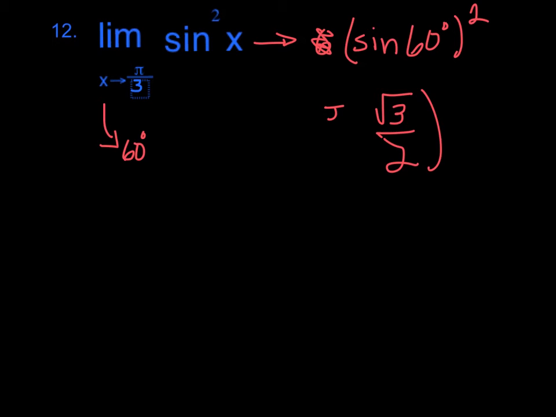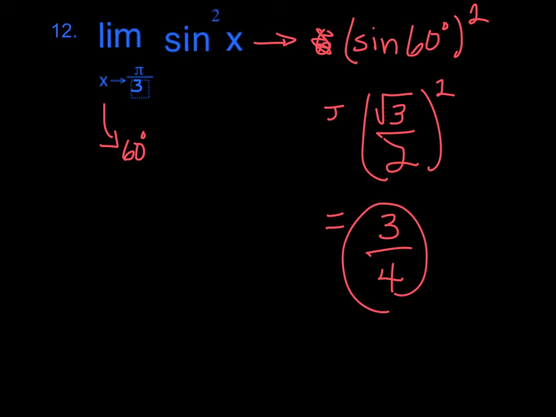Oh boy, sorry about that messiness there. And we're going to square that value. So if we square radical 3, we get 3. And if we square 2, we get 4. There we go. So we're going to take the same approach on number 13 as we did with number 12. So let's look at pi over 6 first. Pi over 6 is equivalent to 30 degrees. So what this is talking about is the secant of 30 degrees.